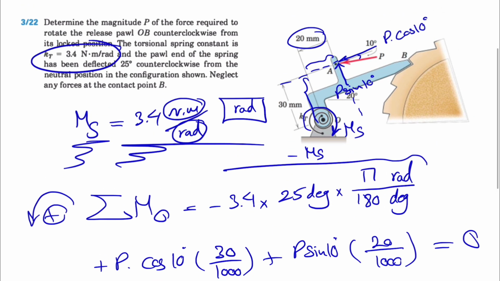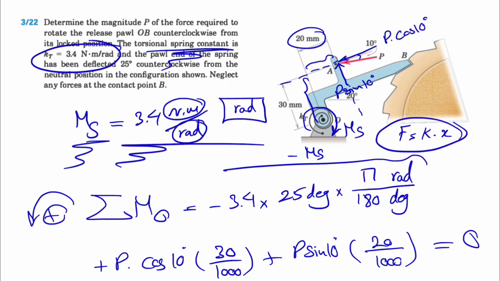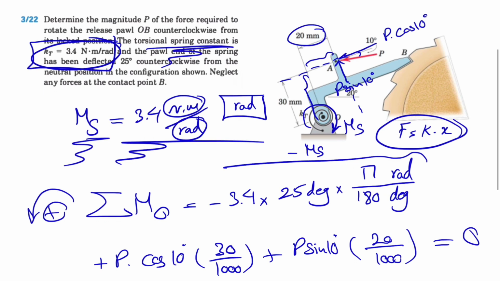So yeah, no need to freak out about this spring in this question. Usually for a spring, the force is equal to the constant times x, the displacement of the spring. But this is a different spring, where our constant has a different unit, and based on the deflection of the spring, we can find the moment in this type of spring. That's probably the only new thing in this question. The rest is pretty similar to what we covered on the channel.